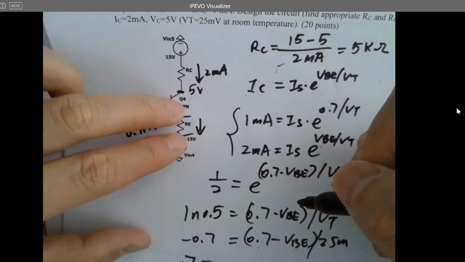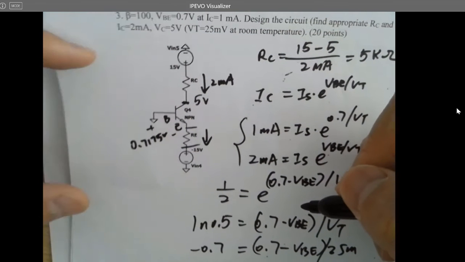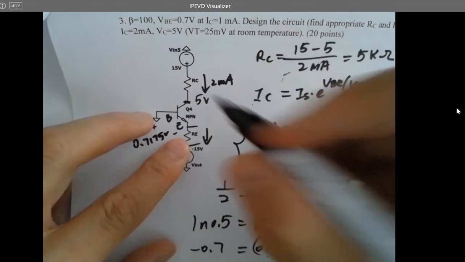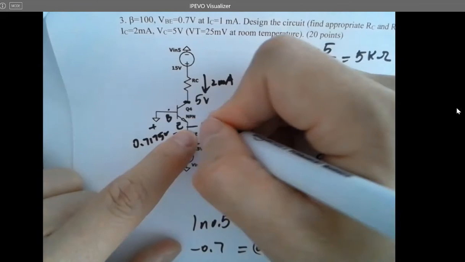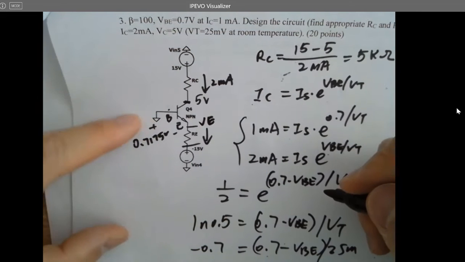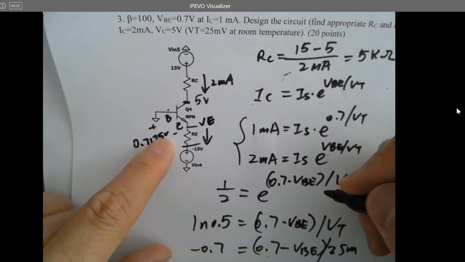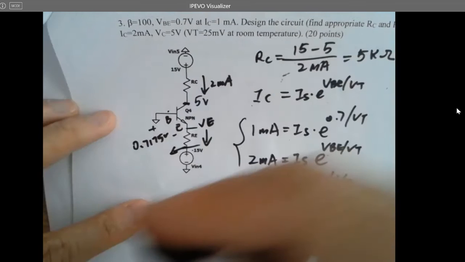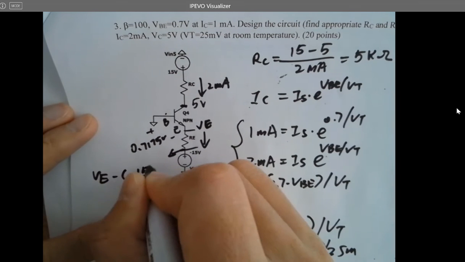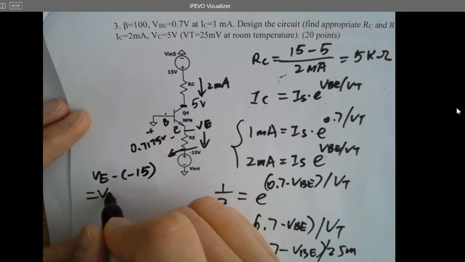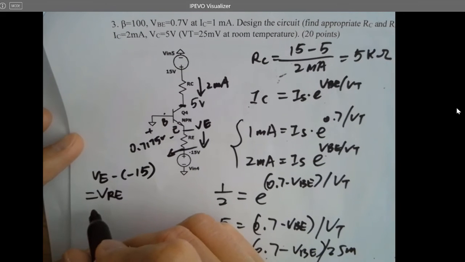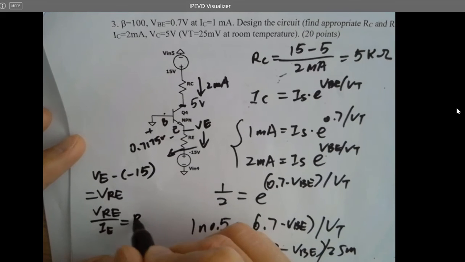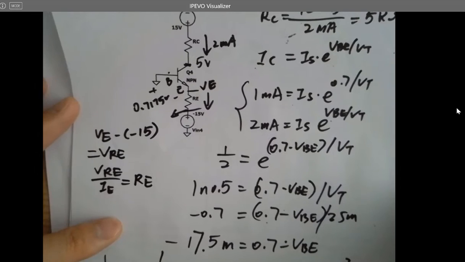And if we know the voltage drop, we can find out RE. So what's the voltage drop across this resistor? Plus minus is 0.7175 volts. And flip it, so the voltage from here to here, which is also the voltage VE, the terminal E compared to the ground, will be negative 0.7175 volts. And you know this voltage is minus 15, so you can use VE minus minus 15. You can get VRE, and then use VRE over IE, so you can get RE. Okay, that's the goal, to find out RE.